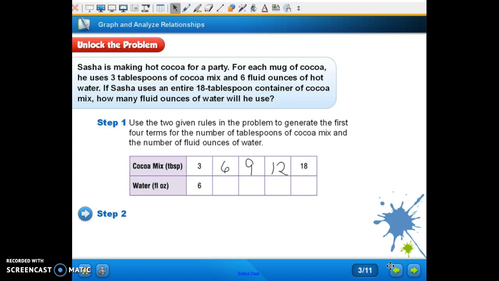Okay, so 6 plus 6 on the water is 12. 3 times 6 is 18. 4 times 6 is 24. Now, how many times did we have to take 3 times 3 to get 18? 6. So 6 times 6 is 36.